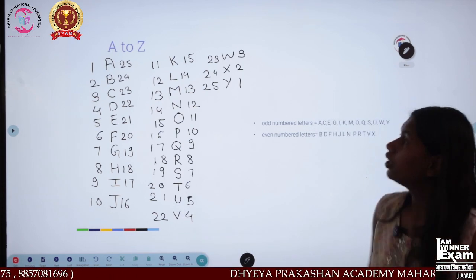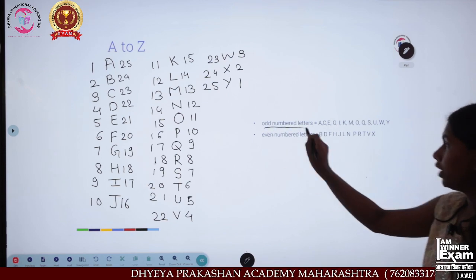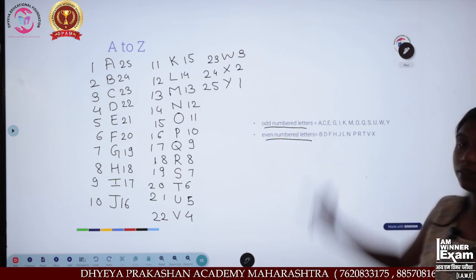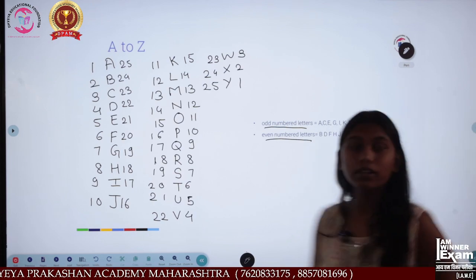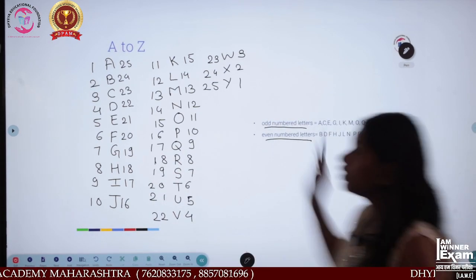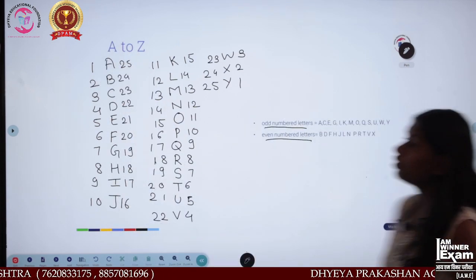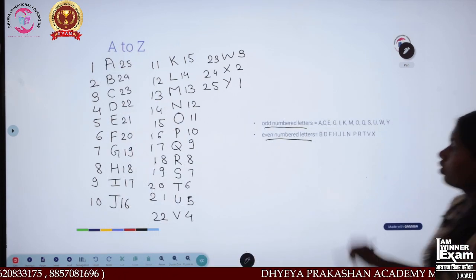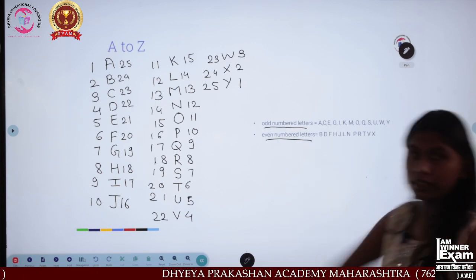Now here some information is given about the odd numbered letters and even numbered letters. Now these odd and even numbered letters are calculated from the right hand side. Means they are not looking at the left side number, they are just looking at the right side number, and then we will get our odd number letters and our even number letters.